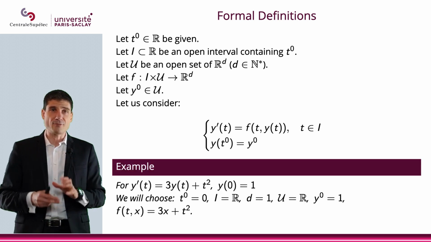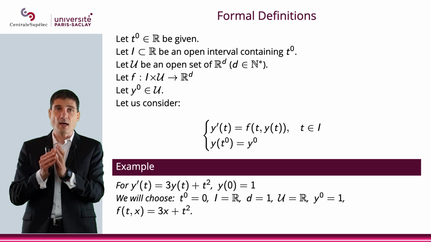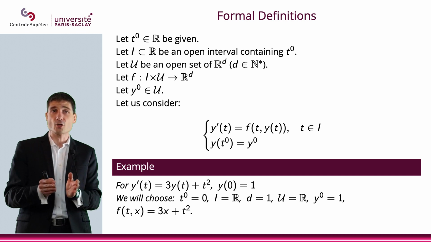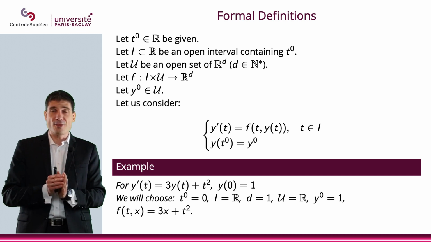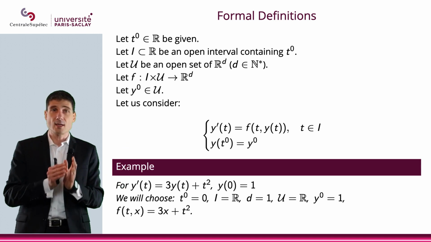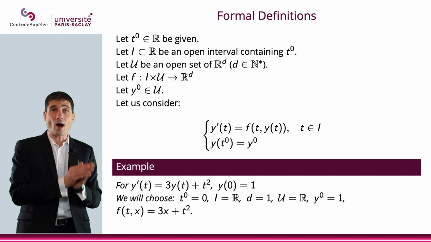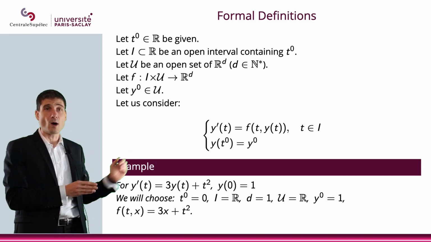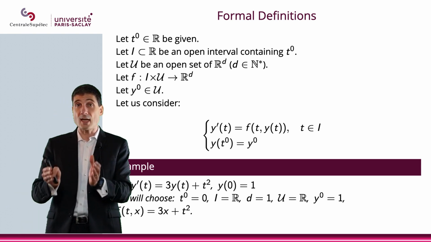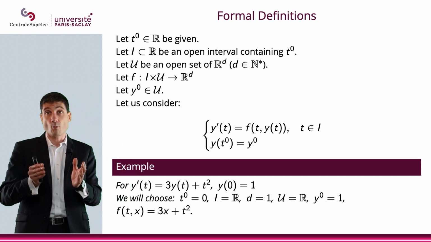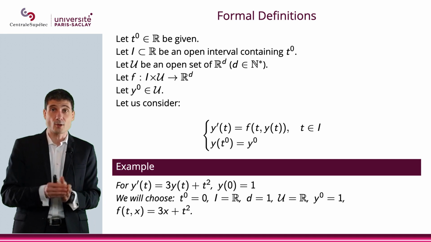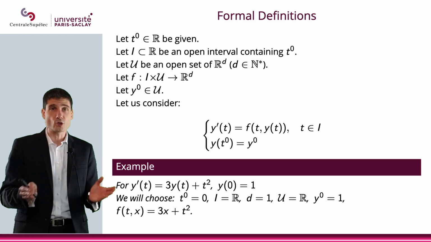Let me give you an example. If you look at the ODE, y prime equals 3y plus t squared, and the initial condition y of 0 equals 1, then the formal definition here will be such that we have t naught equals 0, y naught equals 1, that is y of 0 equals 1. I is an interval that must contain t naught, and we will say, well, R is perfectly adequate, so we'll choose R. We could choose something smaller, but we do choose R.